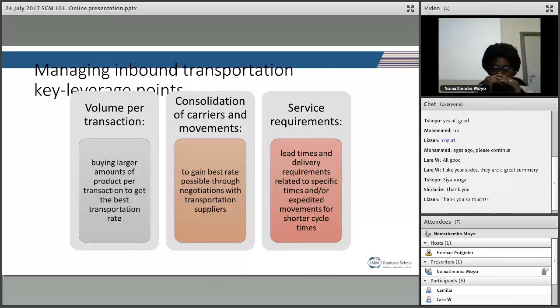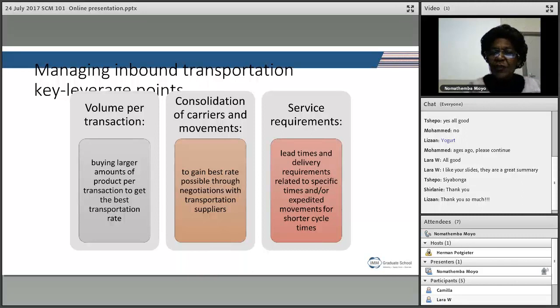Managing inbound transportation, we have what we call key leverage points. We look at volume per transaction, we look at consolidation of carriers and movements, we look at service requirements. Under volume per transaction, we are saying you buy larger amounts of product per transaction to get the best transaction rate, you remember economies of scale. When you are buying more, you are likely to get more discounts, therefore that will reduce the cost.